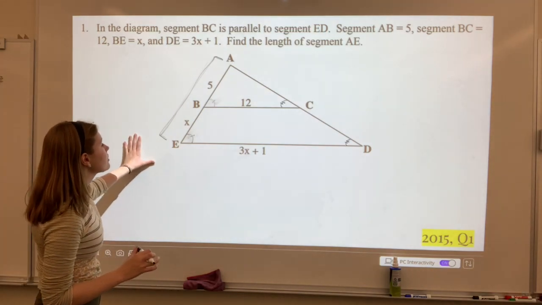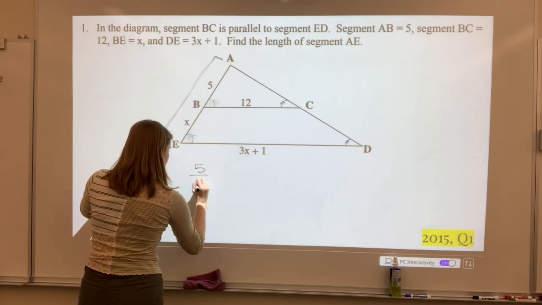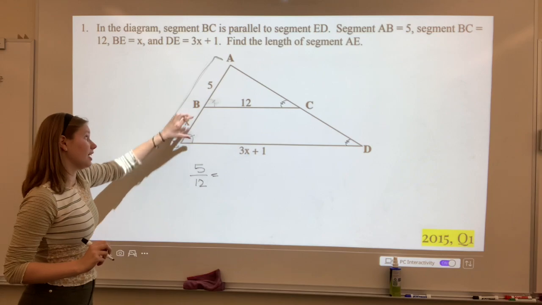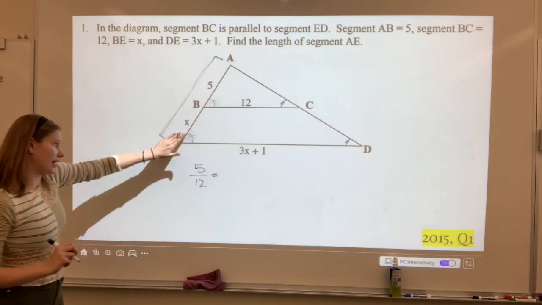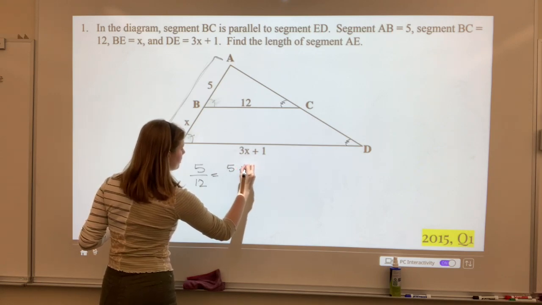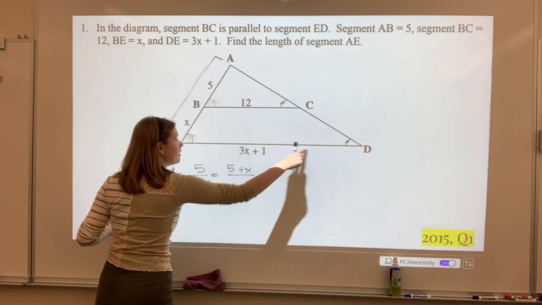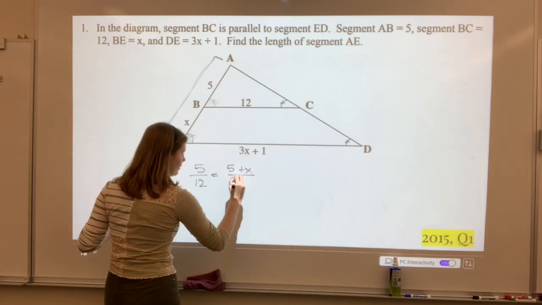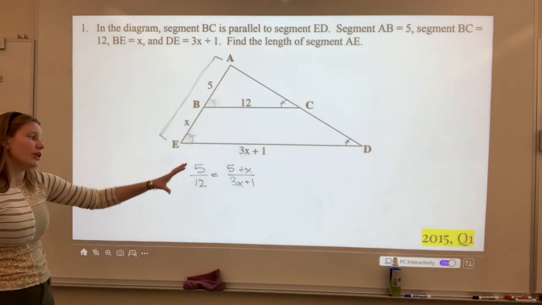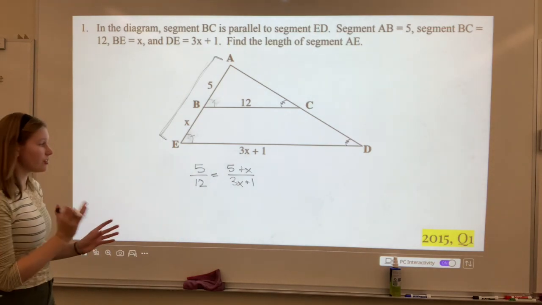So this side length 5 is to 12 as 5 plus x, not just x, we have to include this entire side length. So as 5 plus x is to, and then this side down here, 3x plus 1. Again, we're just going to cross multiply and solve for x.